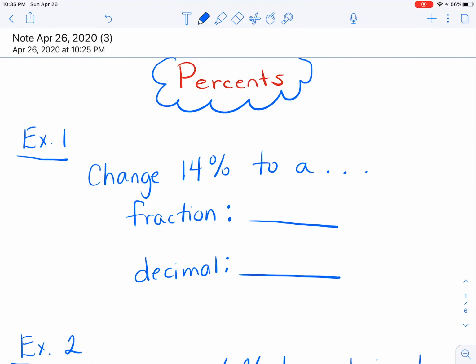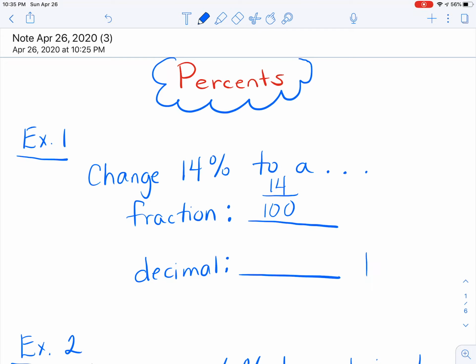Okay, we're going to go through some examples of changing percents to decimals and decimals to percents. And we're just going to practice some of them together where you can kind of watch me as we go along. Example 1, change 14% first to a fraction and then to a decimal. Now remember, a percent is any number over 100. So 14% as a fraction would be 14 over 100.